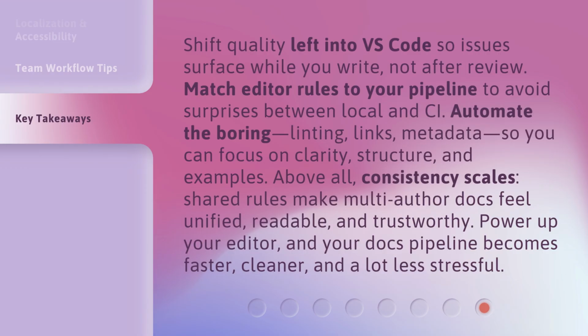Shift quality left into VS Code so issues surface while you write, not after review. Match editor rules to your pipeline to avoid surprises between local and CI. Automate the boring, linting, links, metadata, so you can focus on clarity, structure, and examples.